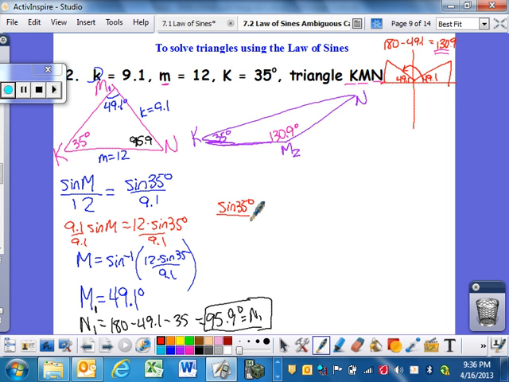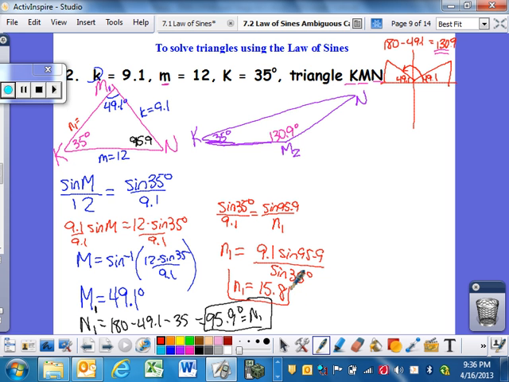So sine 35 over 9.1 is equal to sine of 95.9 over little n of 1. Okay, that's side n of triangle 1. And if you cross multiply, n1 is going to equal 9.1 sine of 95.9 divided by sine of 35. I'm just doing all of the algebra at the same time. I hope you're okay with me doing that now. And n1 will end up being equal to 15.8. All right? So that's side n of triangle 1.